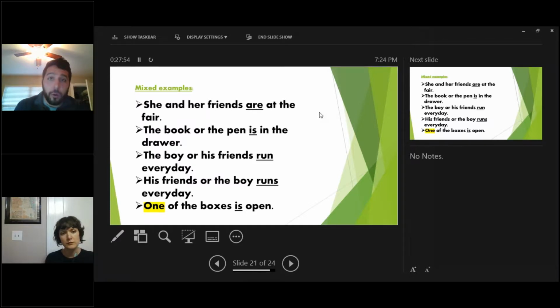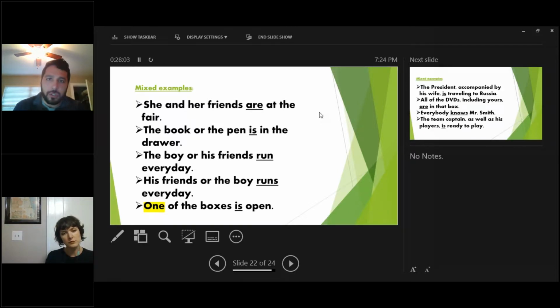The book or the pen is in the drawer. So we have two subjects again, but this time they're separated by or, and so you're going to look to the one that's closest to the verb. Now here, they're both singular subjects, but together they'd be plural. So the fact that there's an or means you're going to look to the one closest to the verb. In this case, it's the pen, and so it is a singular subject, and it calls for a singular verb. The singular of be is is. So the pen is in the drawer.